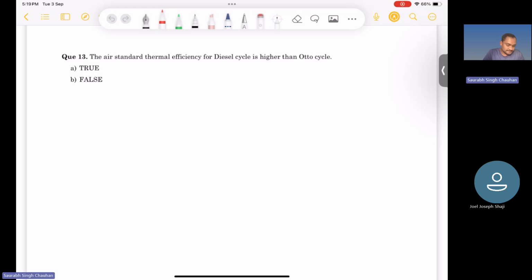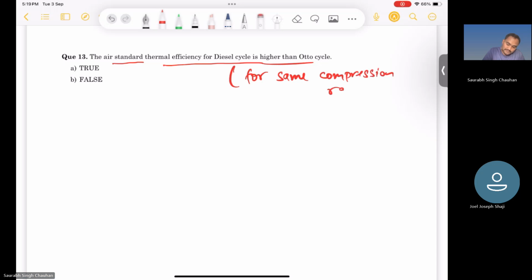Question number 13 says the air standard thermal efficiency for diesel cycle is higher than Otto cycle. So this is, again, an incomplete question. Something else should be mentioned as well. Let us write: for the same compression ratio. Now it is correct. So for the same compression ratio, the air standard thermal efficiency of diesel cycle is higher than Otto cycle. We have to tell whether it is true or false.